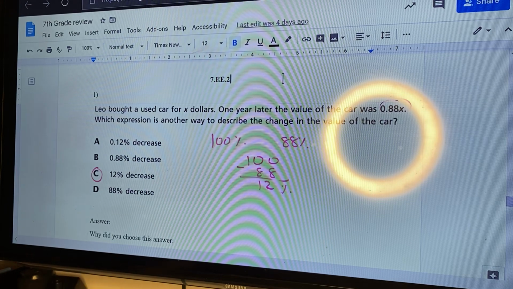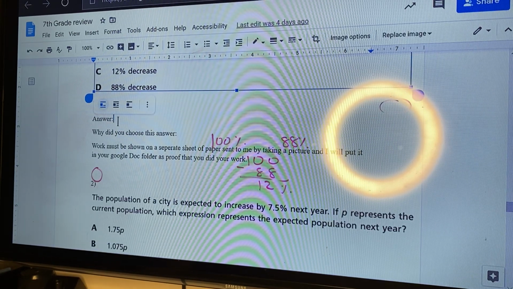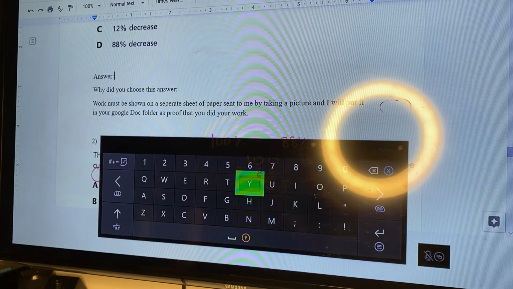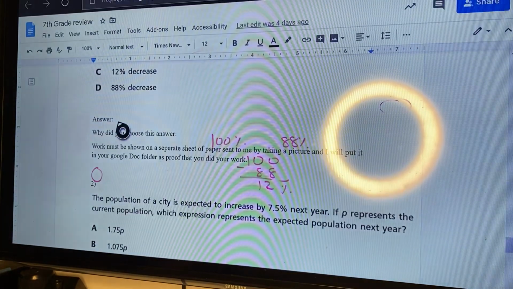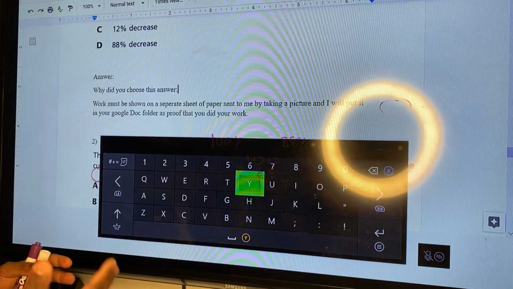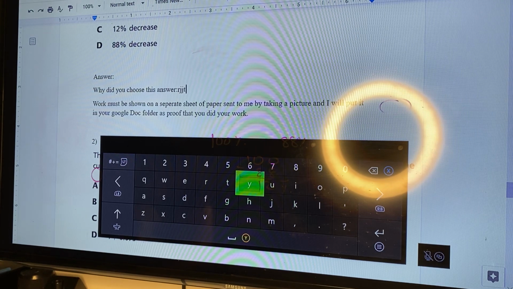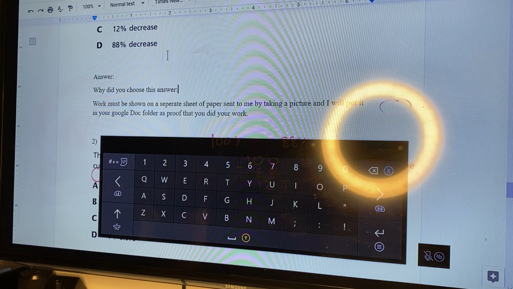All right, let's move down. If you want to answer this, you would go here and put the answer, A, B, C, or D. And then here, if you don't want to send a picture to me and show your work, you would explain how you got your answer by typing in here. I think it was C. You just put the letter C, and then that'll be it.